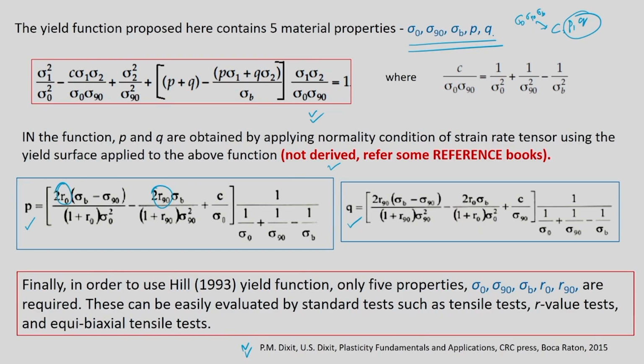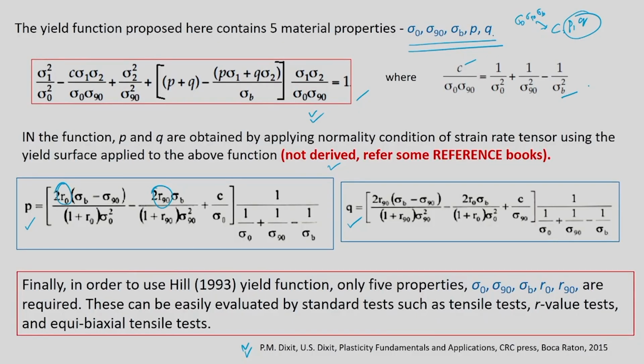So we are going to just see the end result here. If this is the yield function, and one of that is C, which is already known, then this yield function is easy to use. Why? Because all the properties are available with us. Sigma 0 can be obtained, sigma 90 can be obtained, sigma B also can be obtained. Now P and Q you have to evaluate.